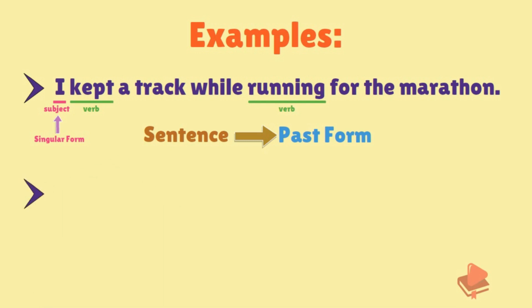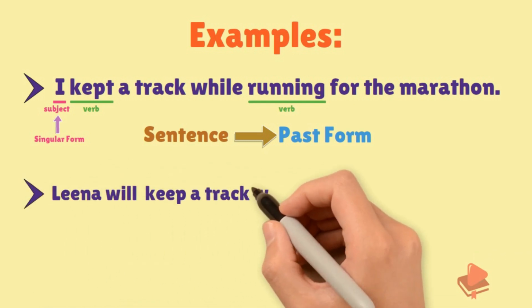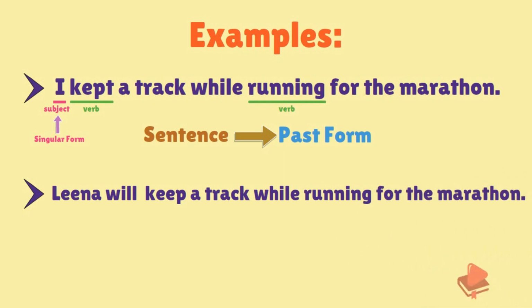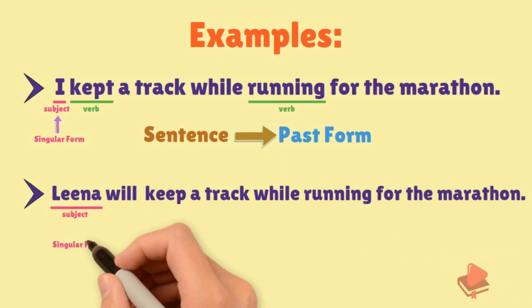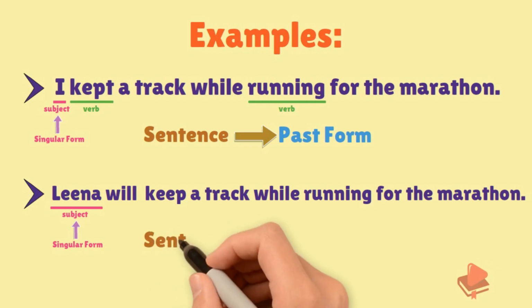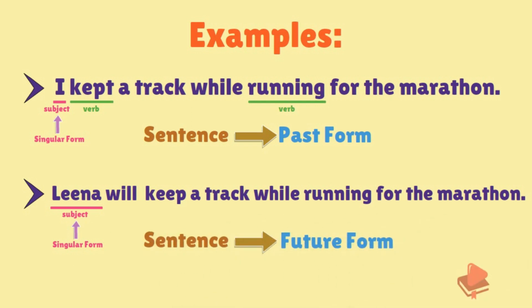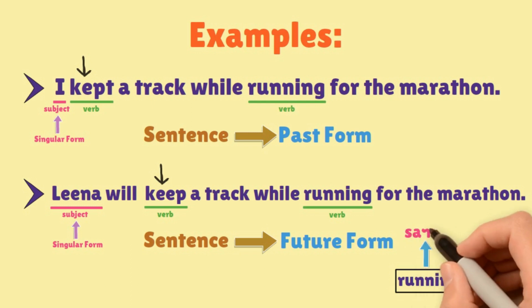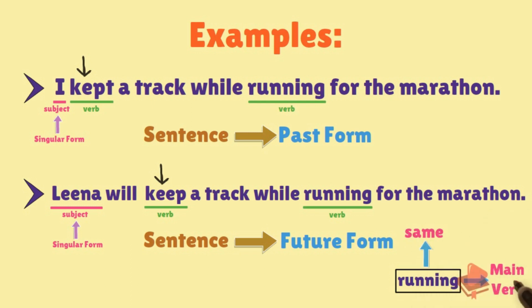Let's see one more example. Lena will keep a track while running for the marathon. Here, the subject is singular, and if you see the sentence, it is in future form with two verbs, that is, keep and running. Now we can see that the verb kept is changed to keep and the second verb running is same in both sentences and it is not a main verb in the sentence. So it is called a non-finite verb.